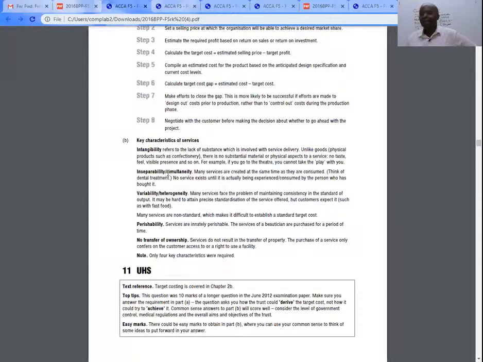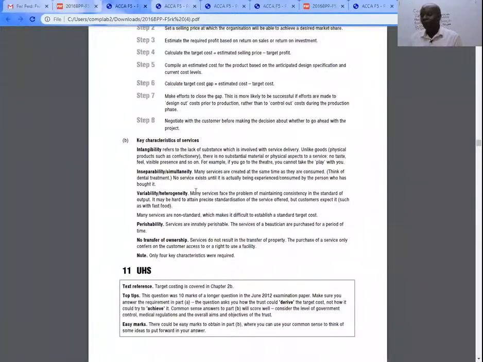Inseparability, simultaneity, it happens there and then. You'll be consuming this service automatically. You consume it as it is coming. Like now here, when I'm teaching you, you're told here, many services are created at the same time as they are consumed. Think of dental treatment. No service exists until it is actually being experienced, consumed by the person who has bought it. So it is inseparability, simultaneity.